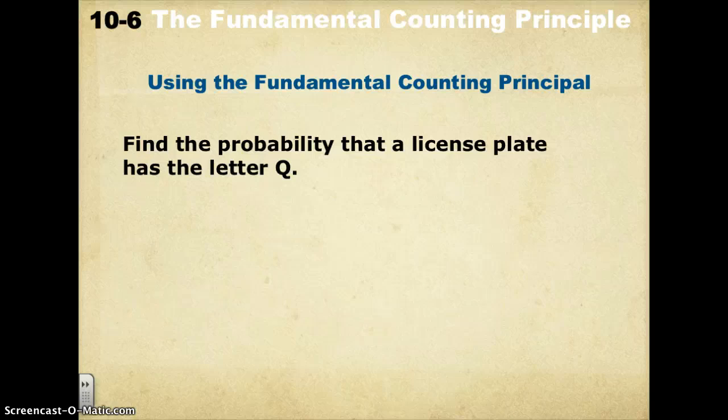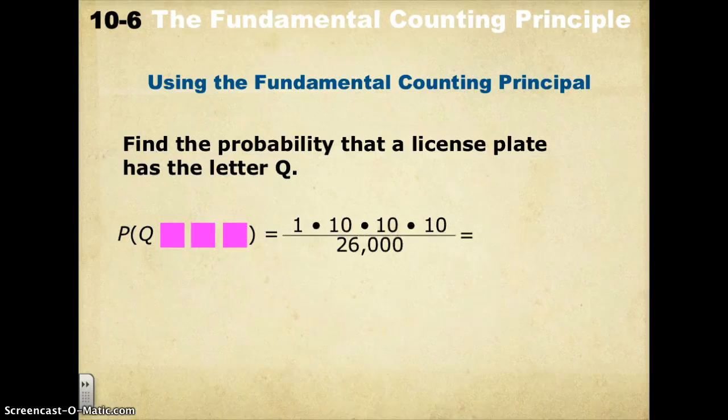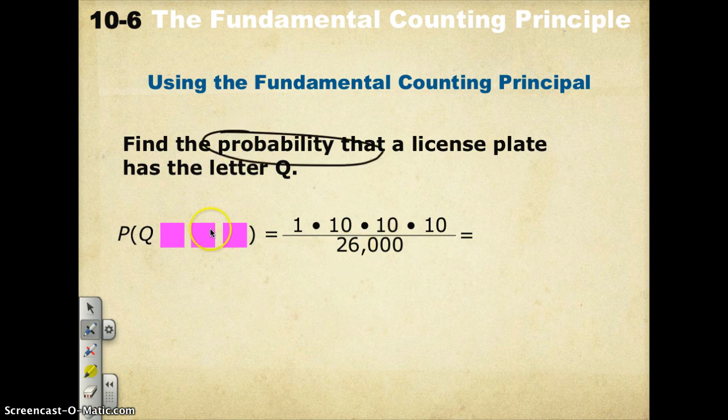Find the probability that a license plate has the letter Q. So now we know that Q is going to be the letter, so we only have one option. But our number choices are the same. We have 10 choices for the first, 10 for the second, 10 for the third. Now why do we have this 26,000 in the bottom? Because we're being asked for the probability. So when we multiply all these together, that's our numerator, out of the denominator of 26,000, which is approximately 3.8%, or 1/26.